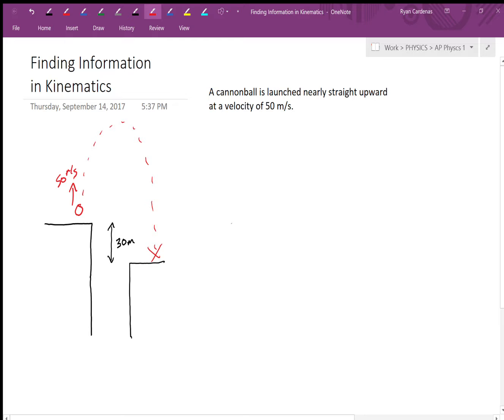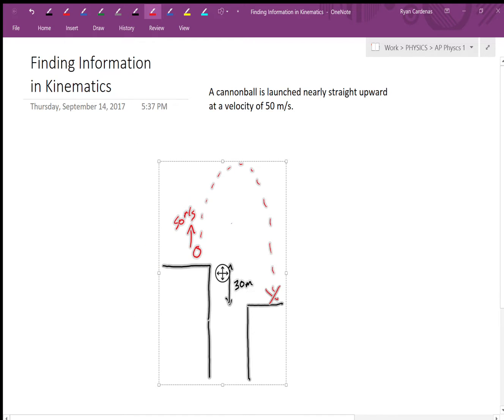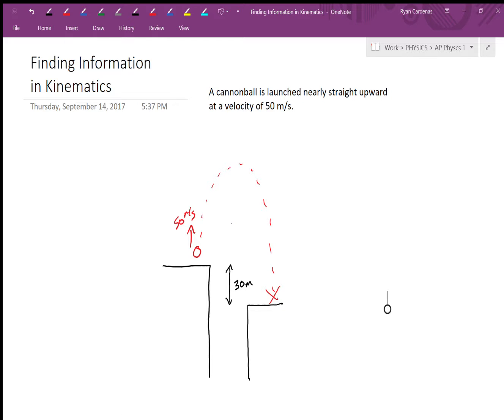So what's the point of this? Well, I'm going to see where I can find any information whatsoever that's relevant to this problem. So I'll move it down, give myself a little bit more space. The first thing that I need in order to find out more information about this problem is some kind of a reference frame or a coordinate system.